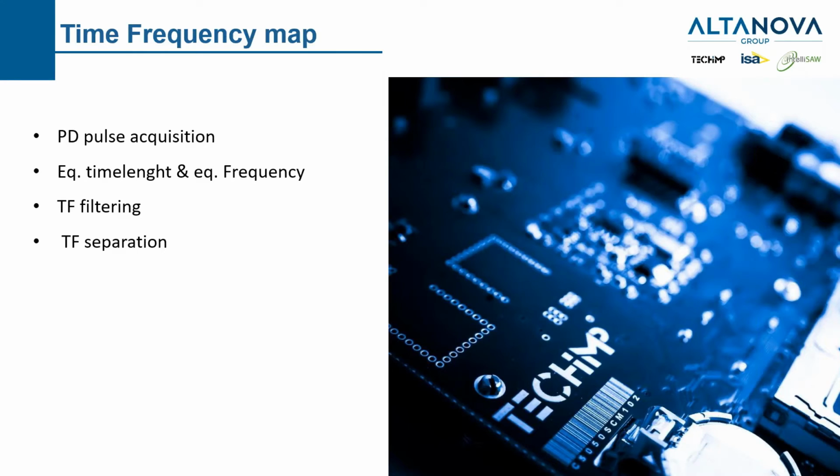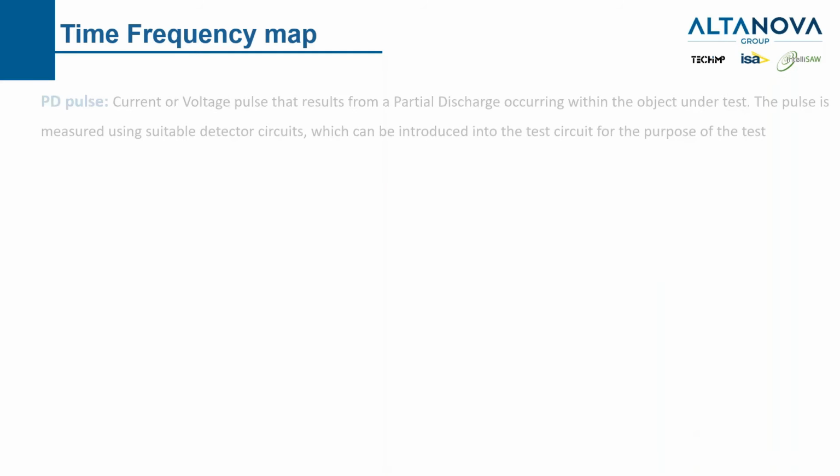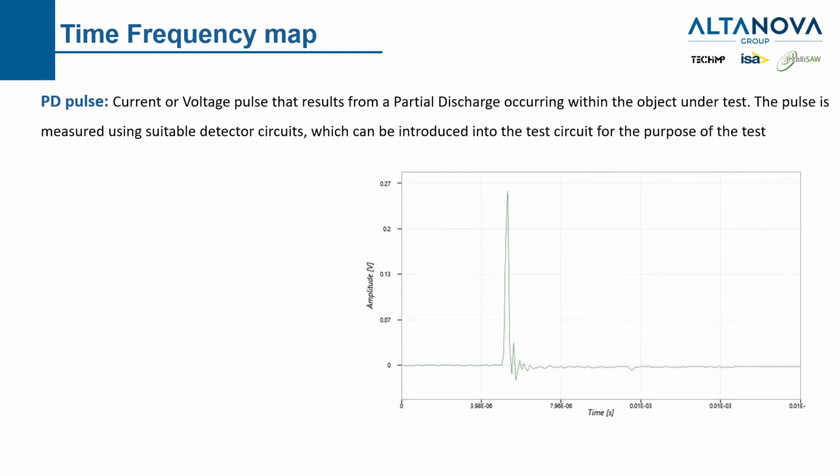Let's take a look now at the time frequency mapping, the Techimp patented technology for PD separation and filtration. The PD pulse is always a current or voltage pulse that is resulting from a partial discharge. It can be coming from the test object or can be due to external disturbances or external discharges occurring in the site or in the laboratory.